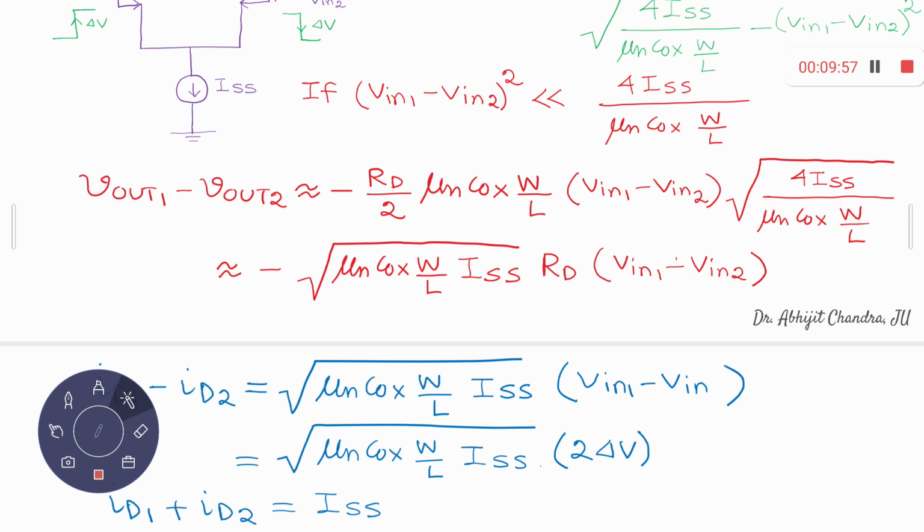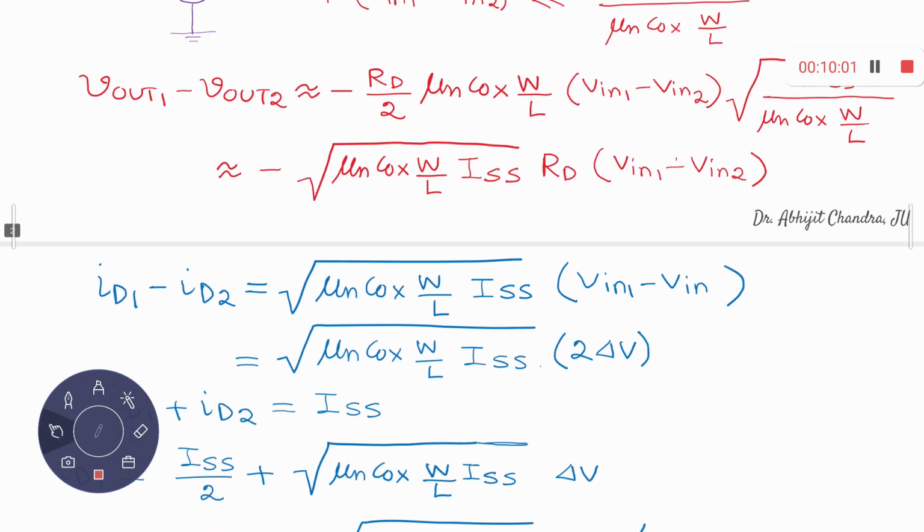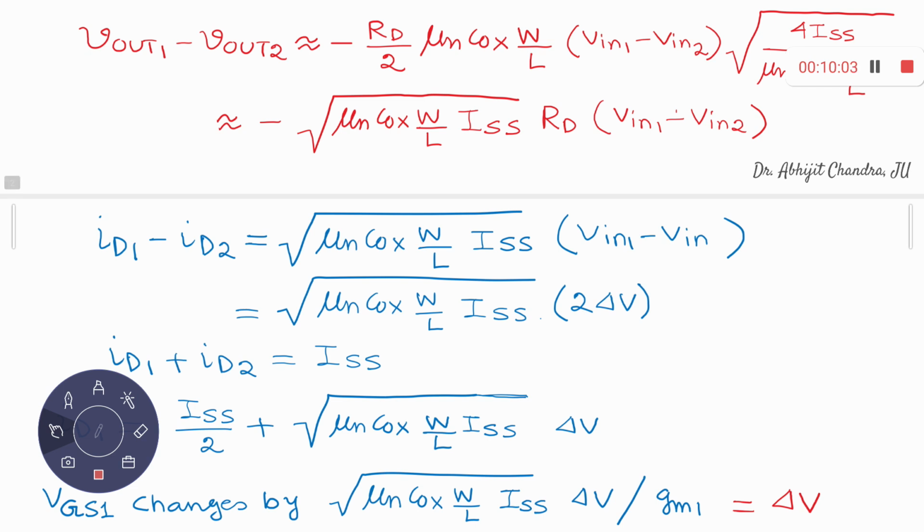If you compare, what is your ID1 minus ID2? Your ID1 minus ID2 is nothing but the square root of mu n Cox W over L ISS times V1 minus V2. And what is that V1 minus V2 here? In that case, we have applied plus delta V in one gate and minus delta V in the other gate, so V1 minus V2 is equal to twice delta V. Okay, so this is the expression for ID1 minus ID2: the square root of mu n Cox W over L ISS into 2 delta V.